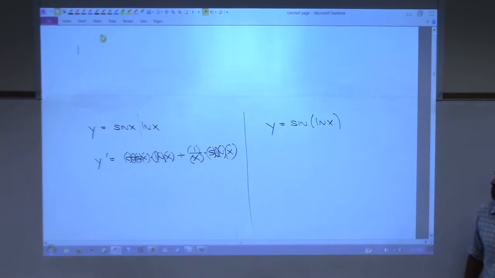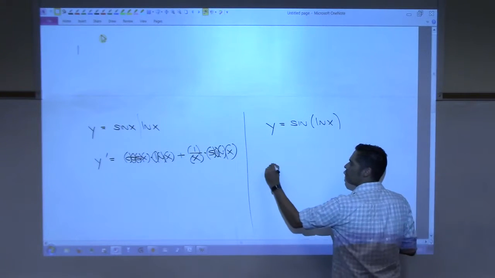Whoa. Chain rule. That's different, right? That's a little different than what we just did. Very subtle, but it's different, right? That's sine of natural log of x, not sine x times natural log x. So we have to do chain rule here.